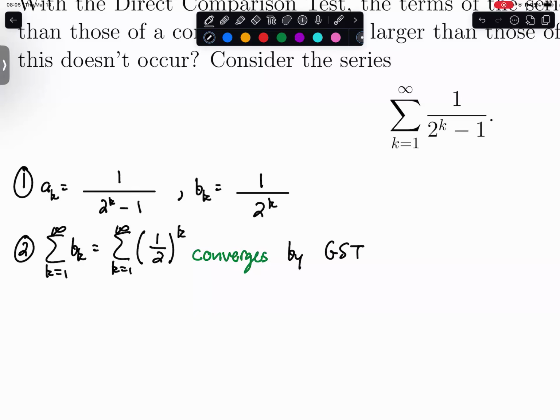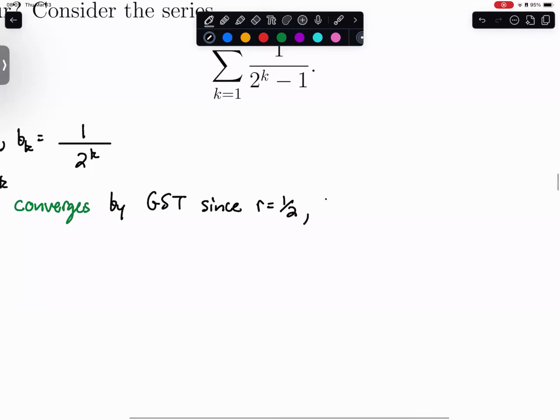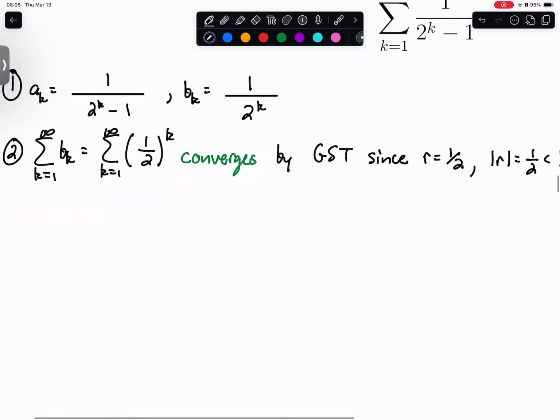And I know it converges by the geometric series test because my common ratio is 1/2, and I know that 1/2 is definitely less than 1. Now, if I were to show that my original series with A of k converges, and I was adamant on using direct comparison tests, I would have to show that A of k is less than or equal to B of k. I'm forced to show that now.